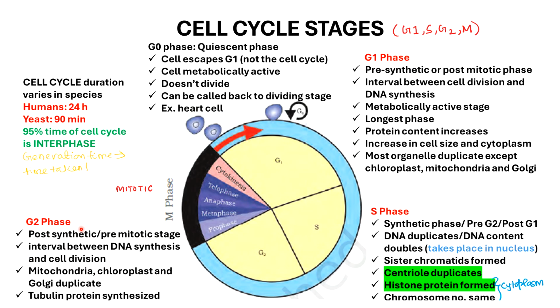This G2 phase is very important because here all the other organelles which were not synthesized in G1 are synthesized, such as mitochondria, chloroplast and Golgi. They duplicate here. One very important protein, tubulin, is synthesized here. Why? Because you need microtubules for the formation of the spindle fibers. So it is just ready before your actual cell division starts.